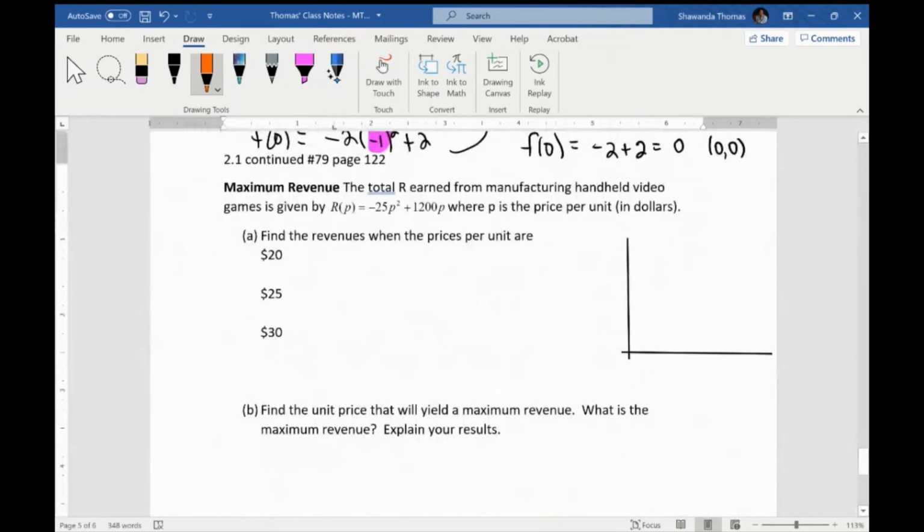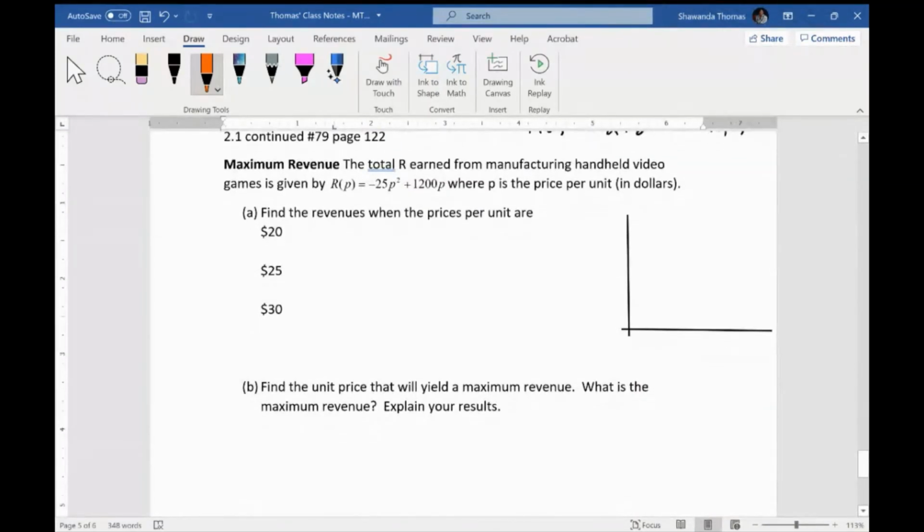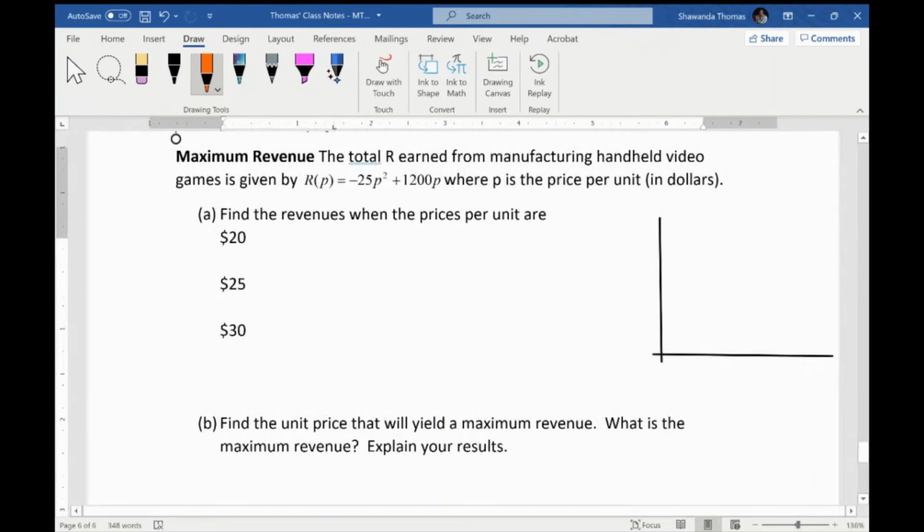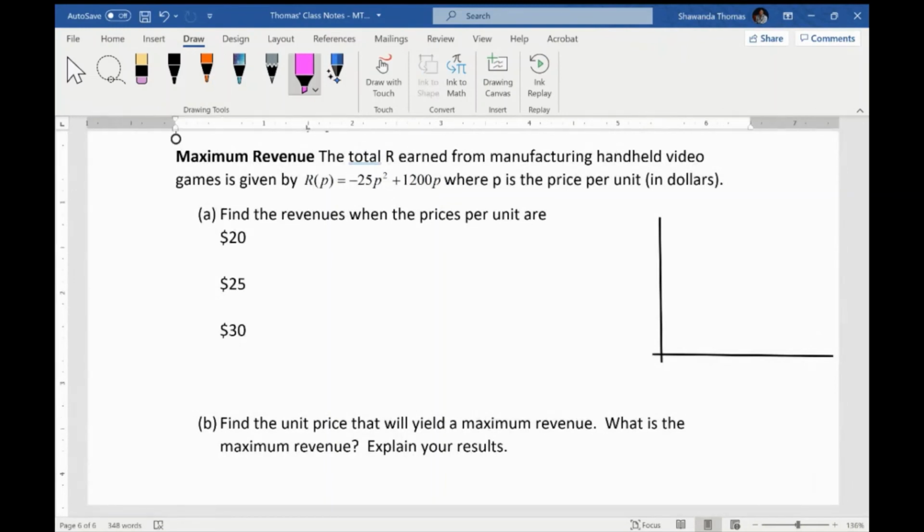All right, we're going to do this last little bit, an application problem. That kind of shows you one real life way you could apply quadratic functions. Let's talk about maximum revenue. It says the total revenue R earned from manufacturing handheld video games is given by this function here. What type of function is it? A quadratic. Will it open up or down? It'll be down.